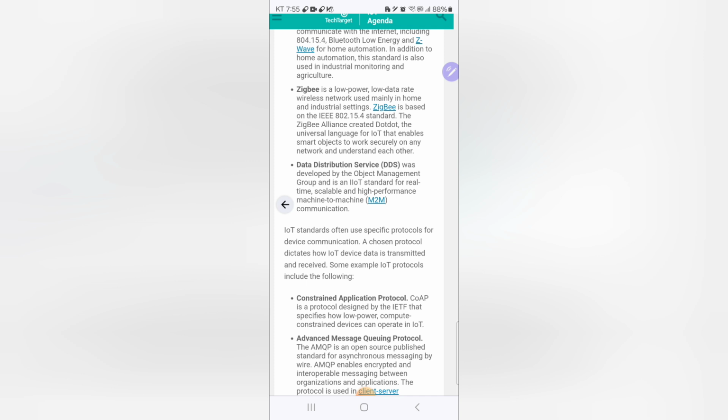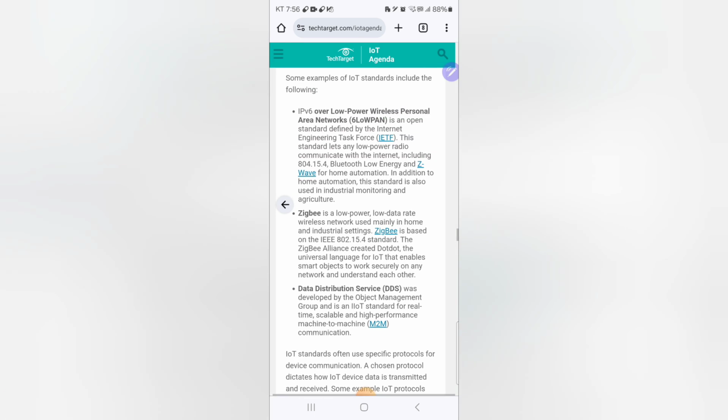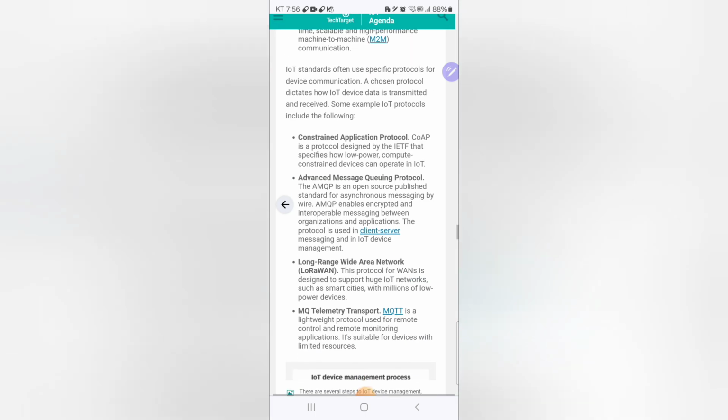Data Distribution Service, DDS, was developed by the Object Management Group and is an IoT standard for real-time, scalable, and high-performance machine-to-machine communication. IoT standards, so there are three standards, right? Zigbee, DDS, Data Distribution Service, IPv6 over Low-Power Wireless Personal Area Networks.